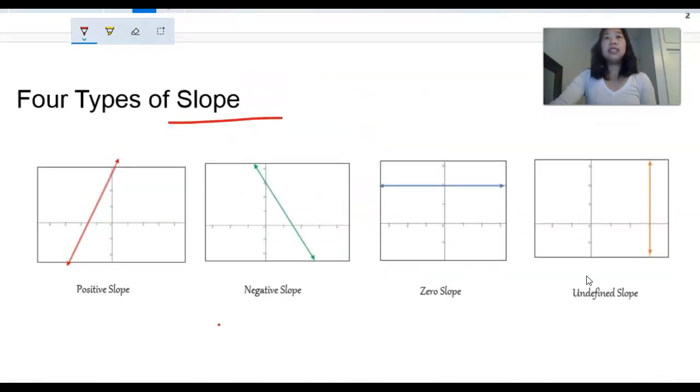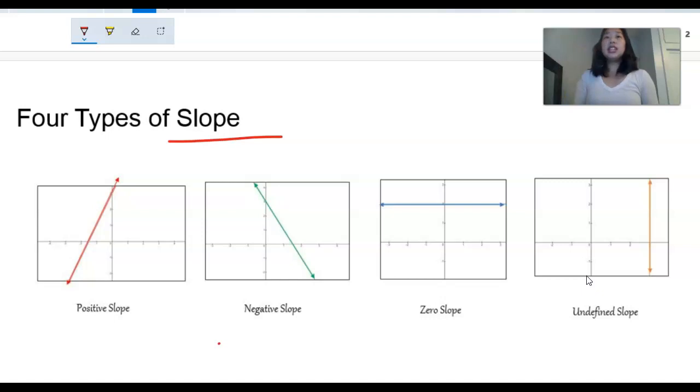Before we go further, let's talk about the 4 types of slope. If our students know the 4 types of slope, then as they're graphing lines, they'll know whether or not they're on the right track, because they know what the 4 types of slope look like.